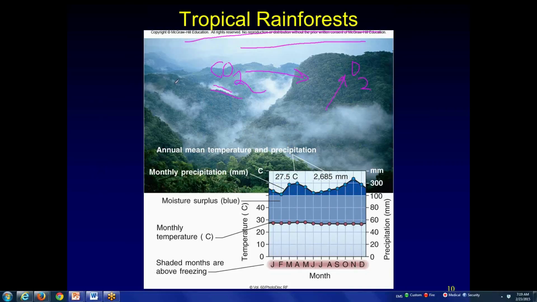This is a beautiful picture of one. This would be a cloud forest. Again, one of those high elevation areas, beautiful and very wet. Holds a lot of amphibian species, lots of plant species, incredible insect diversity as well. Notice year-round, shaded months are above freezing, so year-round, no freezing temperatures. January through December, never do we have a freezing temperature.